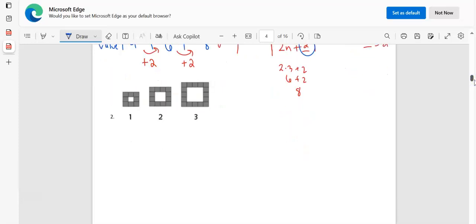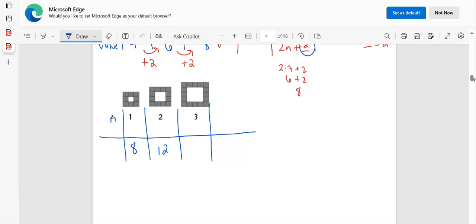For the second one, again, we're taking a look at the number of squares in the figure. So you might want to pause the video and try this. When n is 1, there are 1, 2, 3, 4, 5, 6, 7, 8. When n is 2, there are 1, 2, 3, 4, 5, 6, 7, 8, 9, 10, 11, 12. I'm sorry about my phone going off. And then 1, 2, 3, 4, 5, 6, 7, 8, 9, 10, 11, 12, 13, 14, 15, 16.